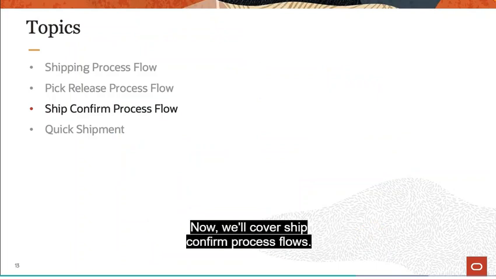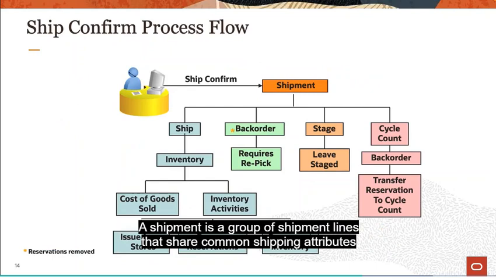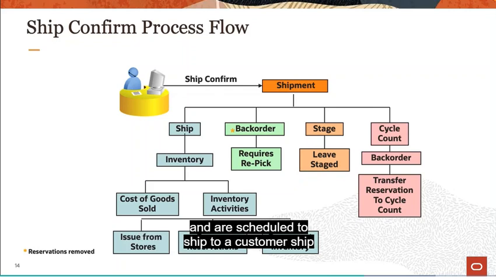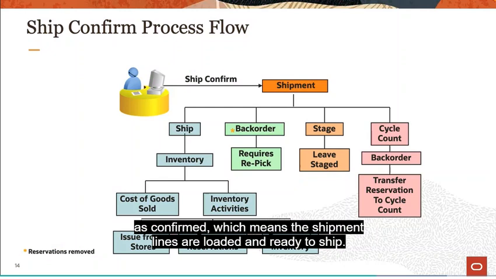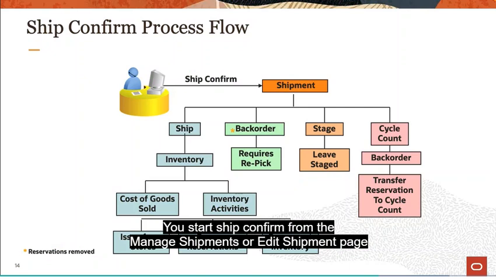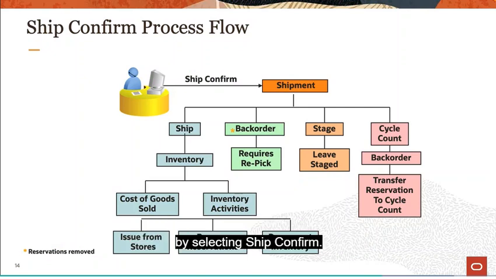Now we'll cover ship confirm process flows. A shipment is a group of shipment lines that share a common shipping schedule to ship to a customer's ship-to location at a specific date and time. Ship confirm is a step where you mark the shipment as confirmed, which means the shipment lines are shipped. You start ship confirm from the Manage Shipments or Edit Shipment page by selecting Ship Confirm.